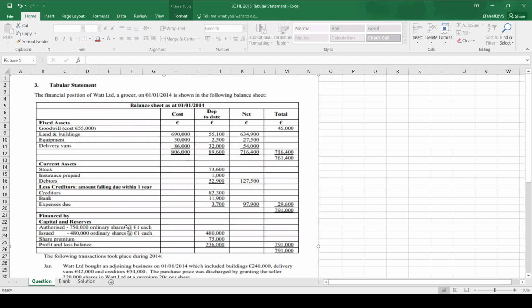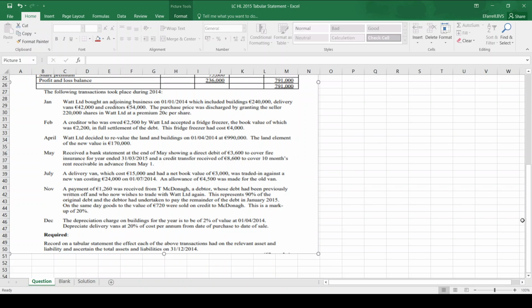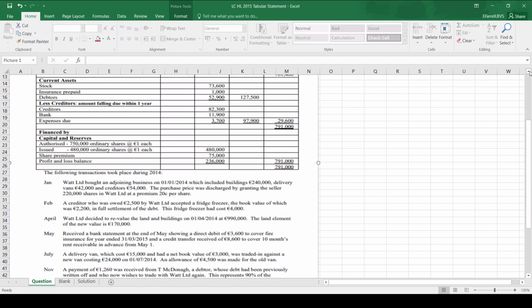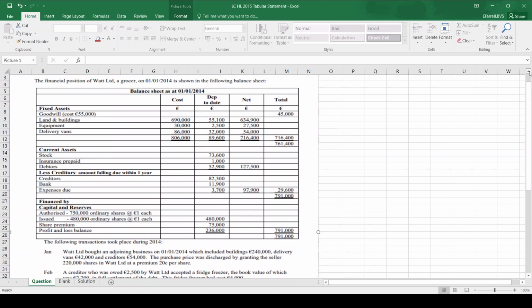Hi, today we're going to have a look at the 2015 Leaving Cert Higher Level Tabular Statement. As with all tabular statement questions, we are given a balance sheet and a number of transactions that we have to account for. Then we're asked to record on a tabular statement the effect of these transactions. First of all, we have to put in our opening balances for assets and liabilities.